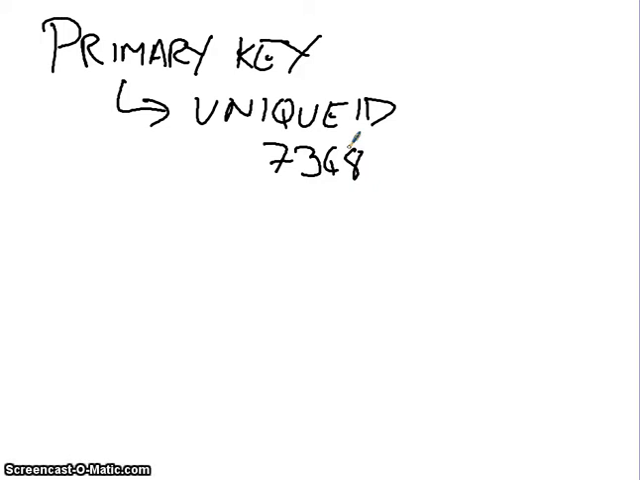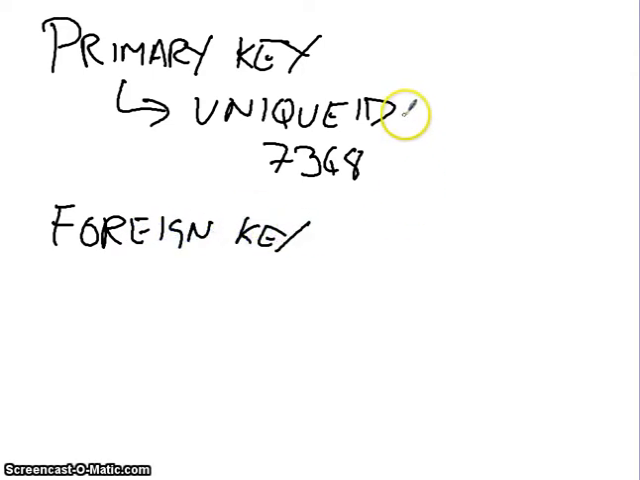Now, when we get to relational databases, primary keys really come into their own because we suddenly introduce this new topic, and this new topic is called a foreign key. Now, a foreign key is a primary key in a new table.